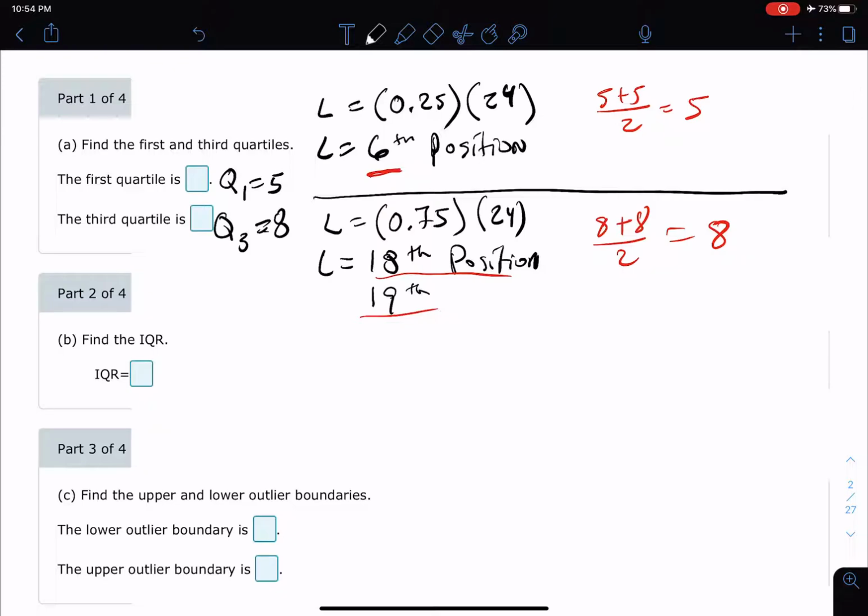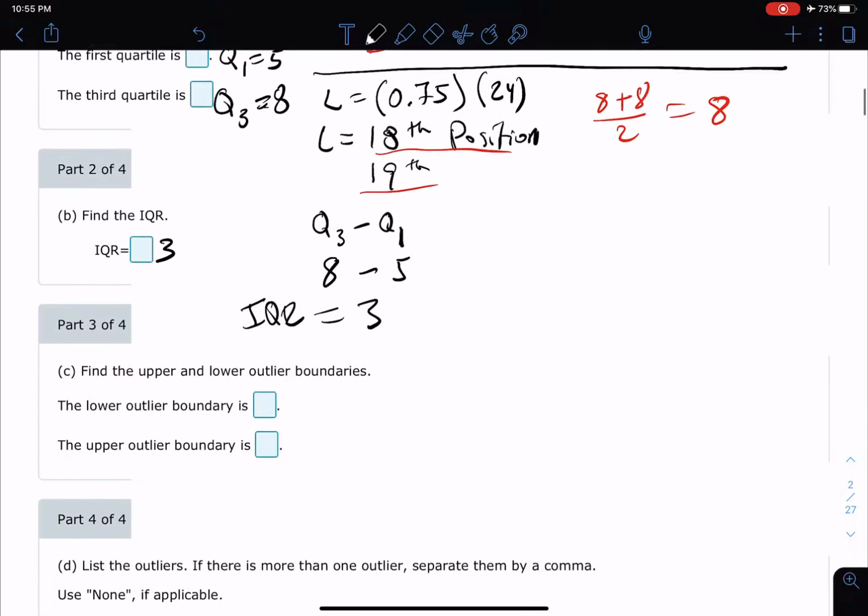Now we want the IQR. That's not a problem because the IQR is just going to be Q3 minus Q1. That sounded funny when it came out of my mouth. Q3 minus Q1. Q3 is 8 minus Q1 is 5. So the IQR, interquartile range, is 3. Okay, keep it going.